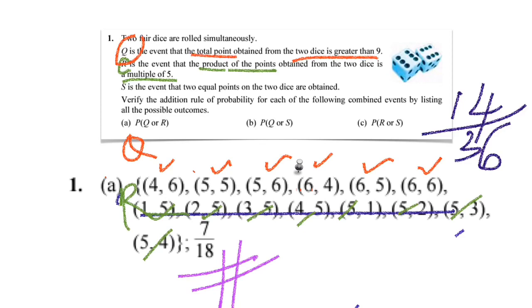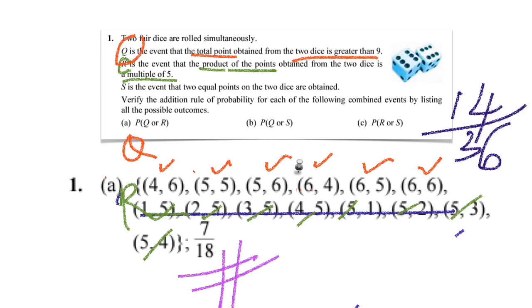Okay, students, let's discuss this question. The one that I circle in red color is event Q. Event Q is the total points obtained from the two dice greater than 9. So it can be 4, 6: 4 plus 6, total 10, which is greater than 9. 5 plus 5, also 10, greater than 9. 5 plus 6, 11, more than 9. 6 plus 4, 10, more than 9. 6, 5, 6, 6. Okay, these are the event Q.